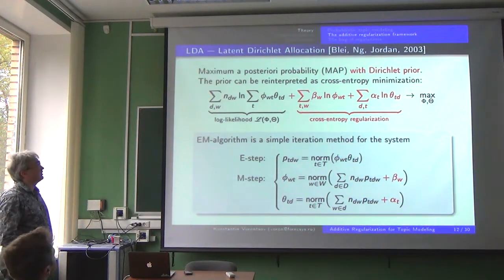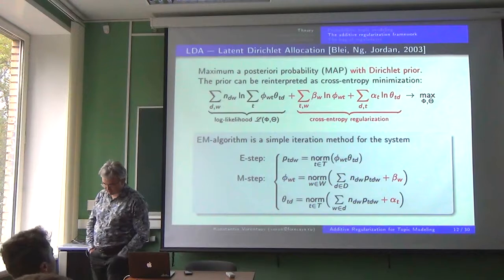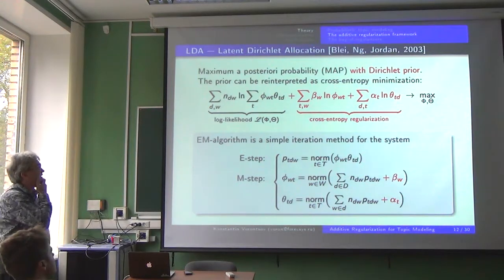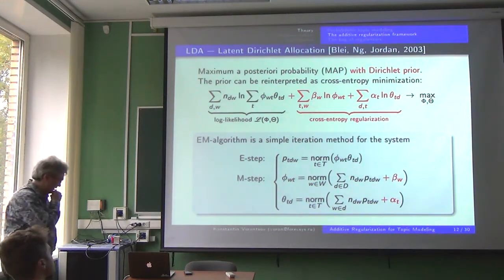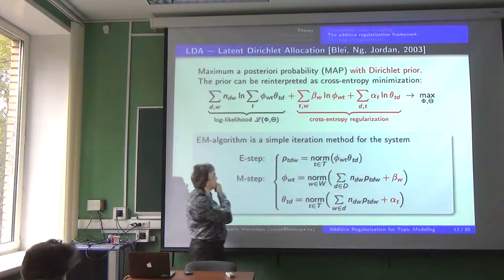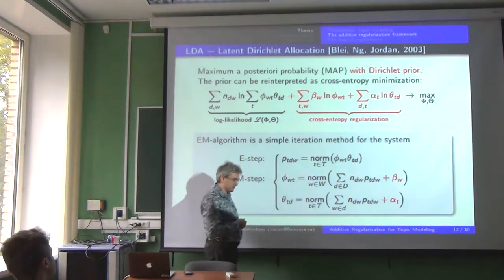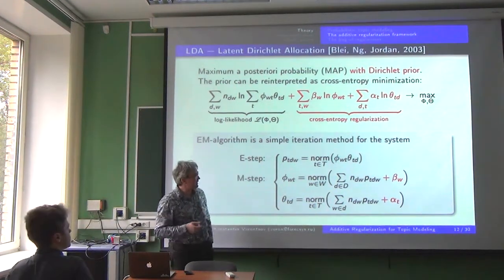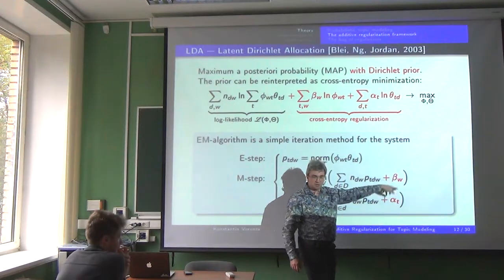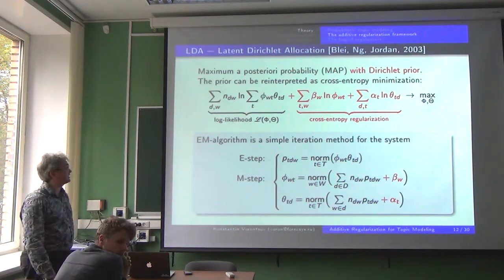This is a classical model, latent Dirichlet allocation, the first Bayesian model in topic modeling. With this model, we can do a non-classical reinterpretation: the logarithm of Dirichlet prior is the same as cross-entropy regularization. And our EM algorithm from probabilistic latent semantic analysis can be easily generalized for this case. The generalization is to add the smoothing parameters in the frequency estimates of conditional probabilities.